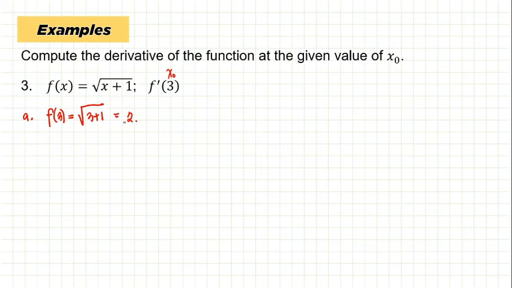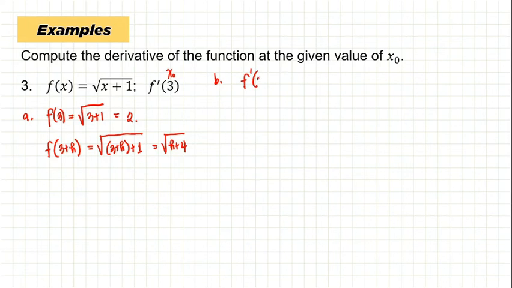2, right? And we need to solve also for f of x sub o plus h, and we will have f of 3 plus h. So you just substitute 3 plus h to your x, so we will have square root of 3 plus h plus 1. And that is equal to square root of h plus 4. Okay? So therefore, we can now solve for the derivative. So that is f prime of 3.